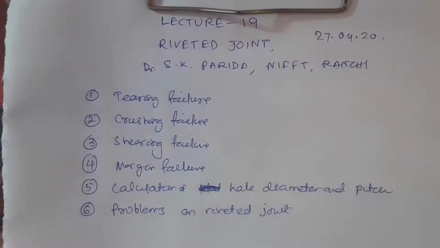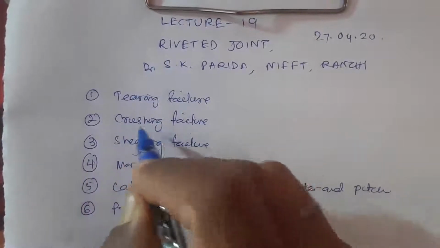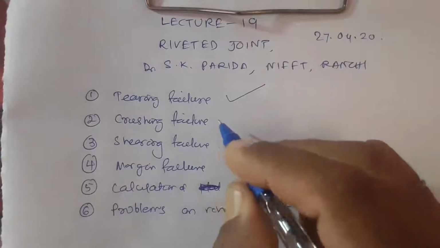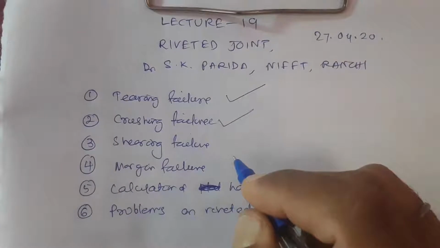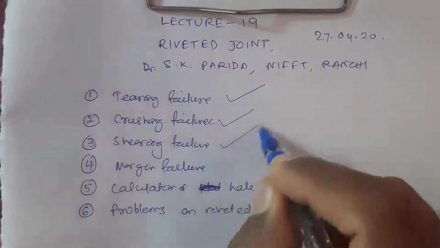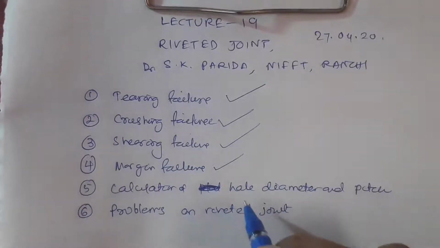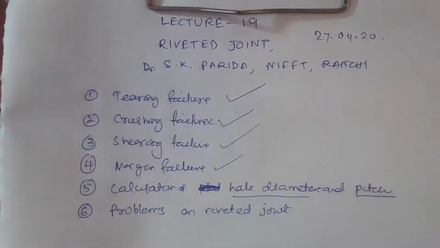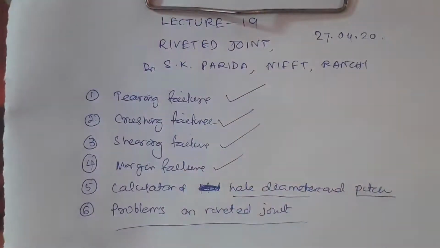Welcome. We will talk about riveted joints today, and the topics to be discussed are the tensile failure or the tearing failure of the plates, the crushing failure of the rivet, the shearing failure of the rivets, the margin failure of the plate, the calculation of how to calculate the hole diameter of the rivet and the pitch length of the rivets, and some problems on the riveted joint. So these are the topics we are going to study.